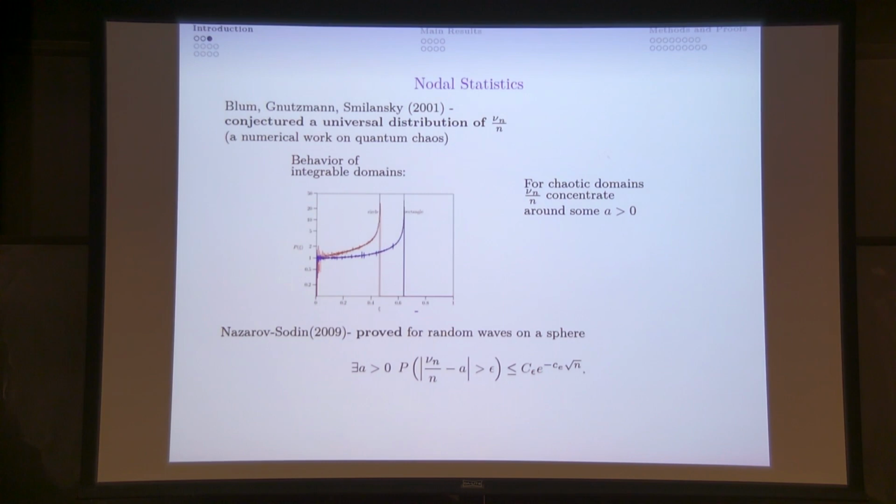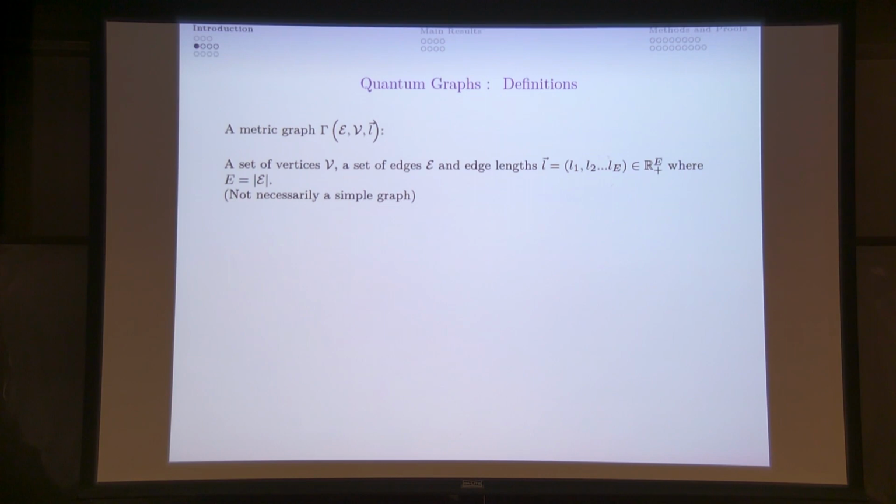So now let's talk about a quantum graph. By definition, I'm starting with a metric graph. E would be the set of edges, V the set of vertices. I'm taking the edges and I'm attaching them by the endpoints according to the vertices. And each edge has a certain length, a positive number.